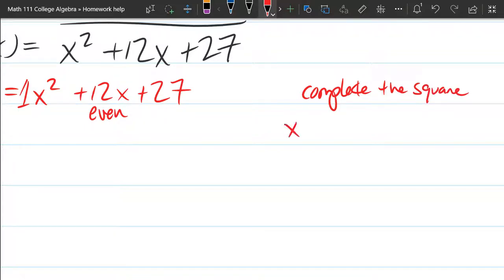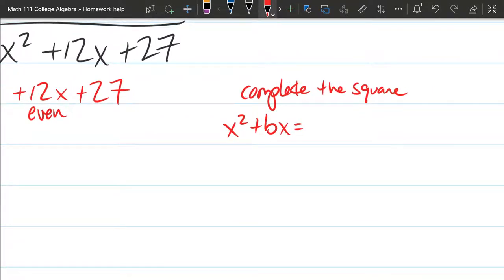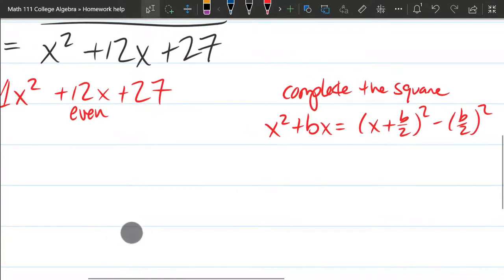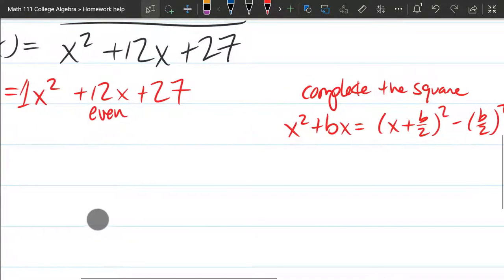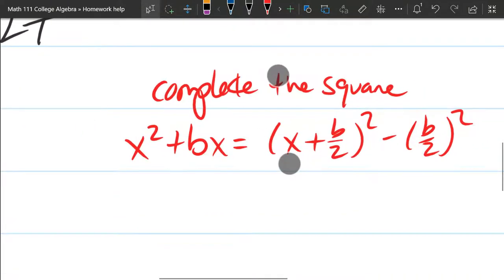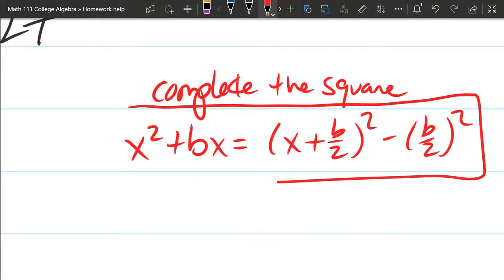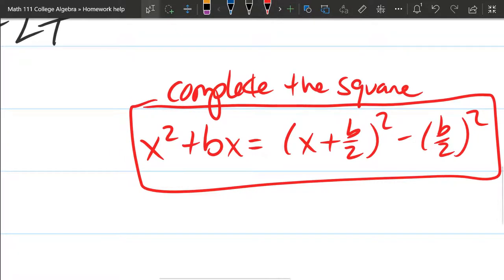So complete the square, whenever you see x squared plus bx, you can rewrite that as x plus b over 2 squared minus the same b over 2 squared. So we're going to use this complete the square here. And if you notice what's actually happening, x appeared twice on the left in the original, and then x appears once on the right. So we're going to go from x having two different x's to just a single x.